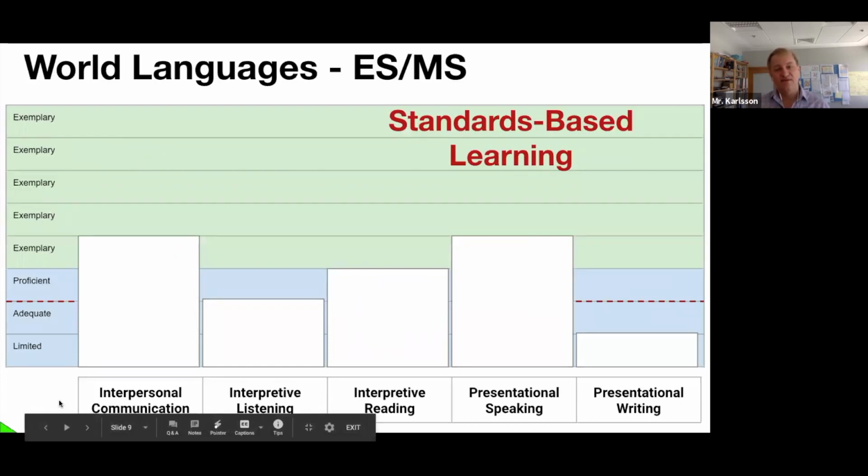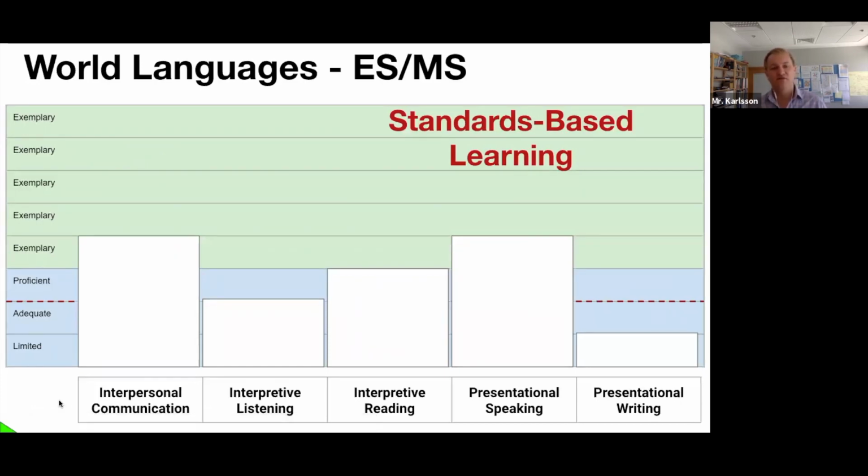So again, this is what the report card kind of looked like in the past. We had interpersonal communication, interpretive listening, interpretive reading. These were the areas that students were graded against. And so at certain points, they were said to be proficient in that novice high class. That would mean that this child was operating at a proficient level, and anything that was above proficient was graded as just exemplary.